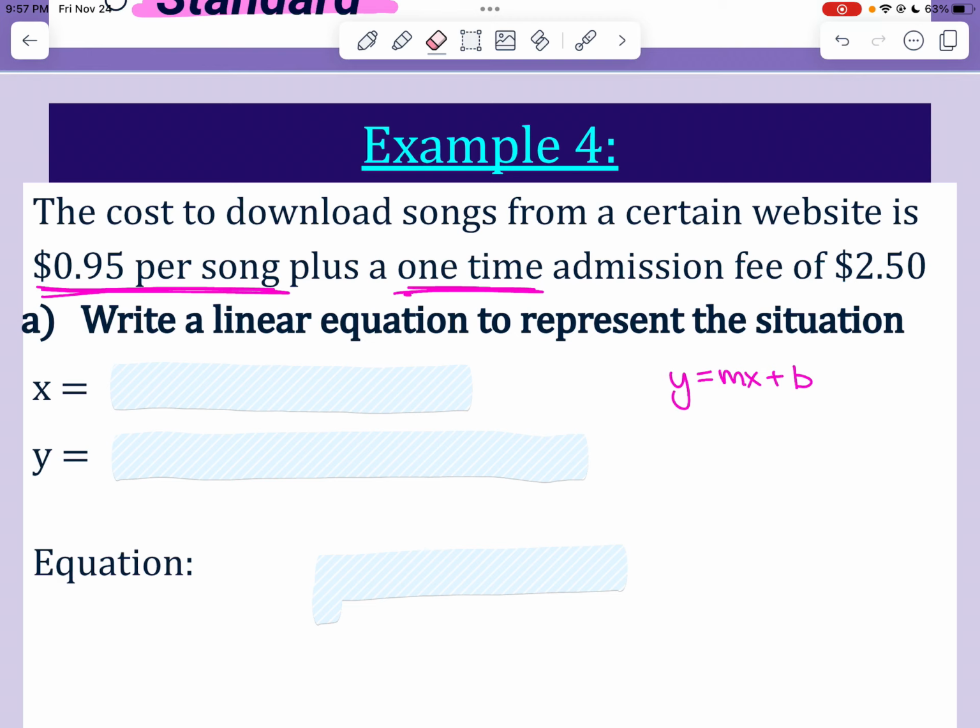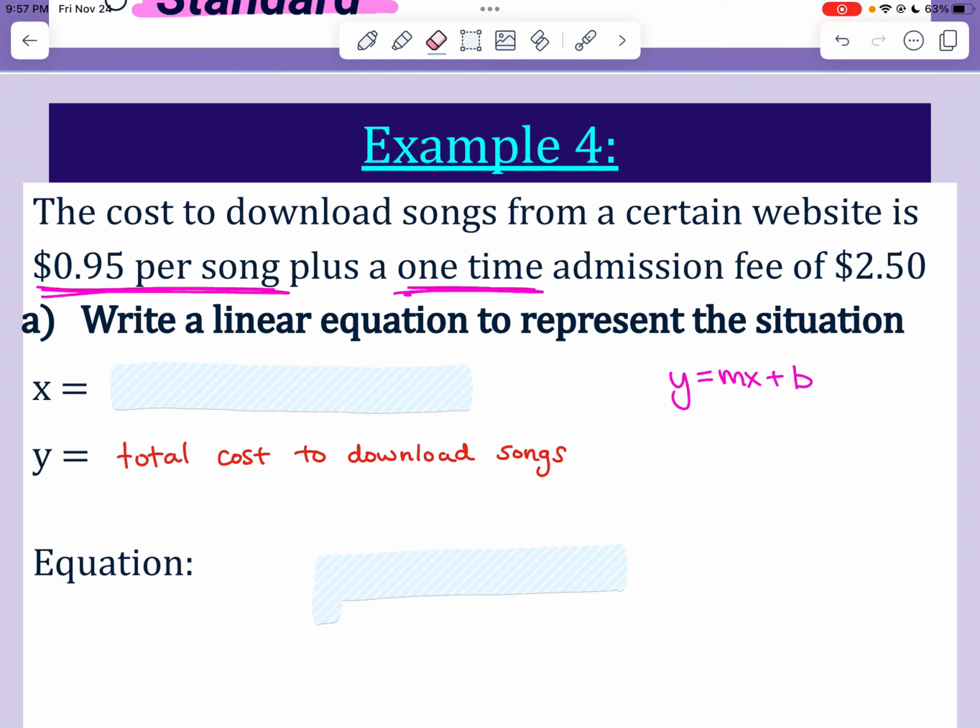So the first step is to figure out what does x represent and what does y represent. Well, y is going to be our total. The cost to download songs is what we're trying to figure out. That is the total amount. And because we're given values in terms of money, we know that y is going to be dealing with money. So y is the total cost to download songs.